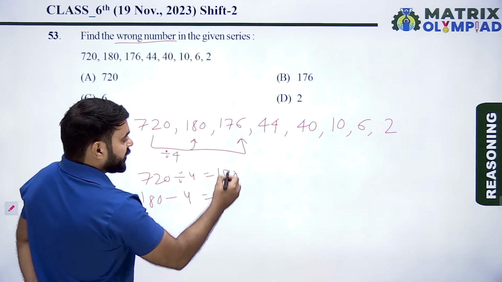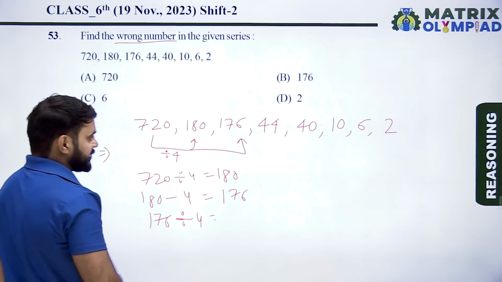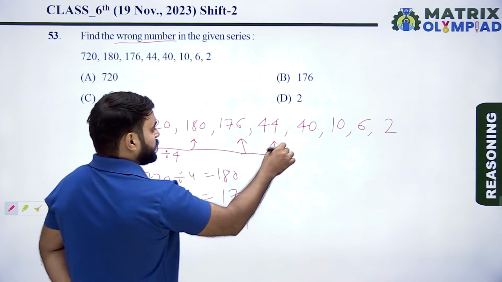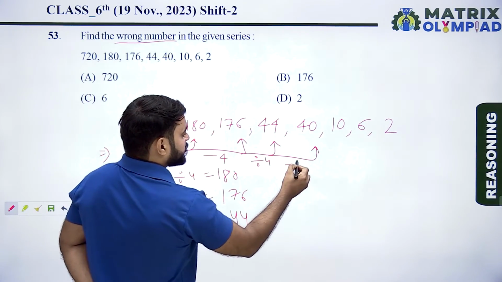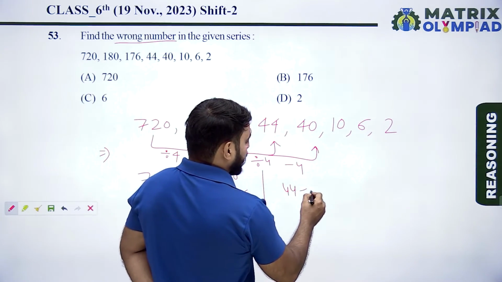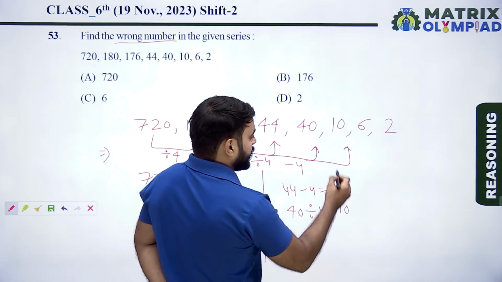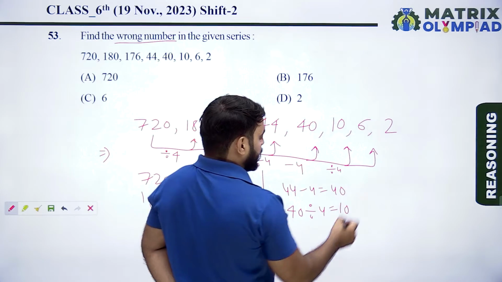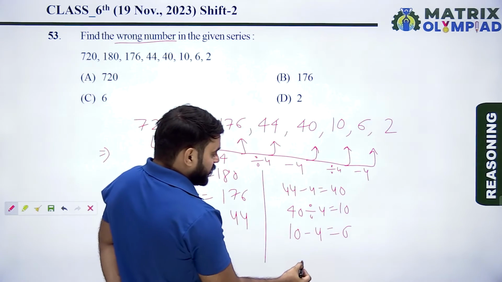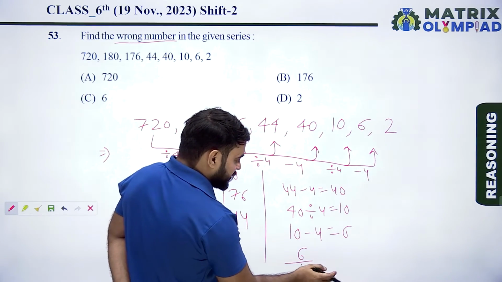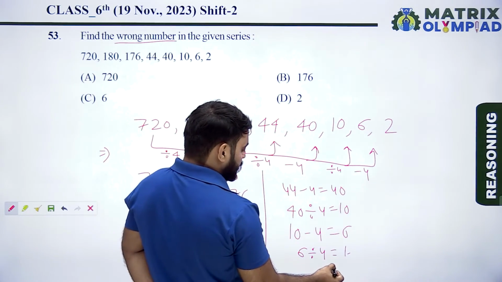Now 180 minus 4 means 176. Now 176 divided by 4 means 44. So the pattern is divide by 4, minus 4. Now 44 minus 4 means 40. Now 40 divided by 4 means 10. Now 10 minus 4 means 6. Now similarly 6 divided by 4 means 1.5.